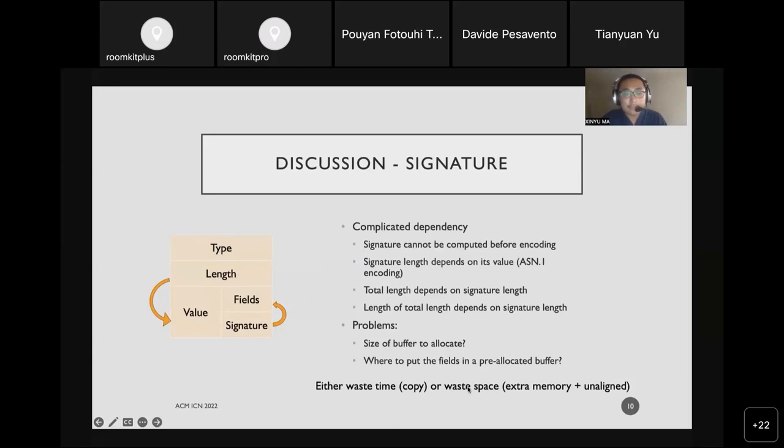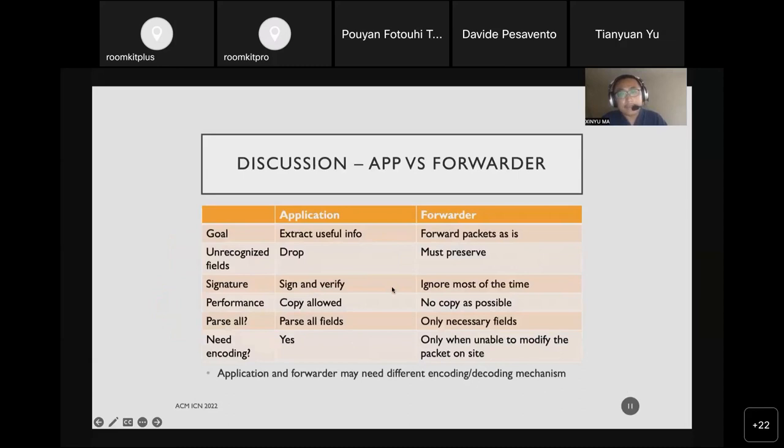The second one is we find that the application and the forwarder have different requirements in encoding and decoding. The eventual goal for the application is to extract the useful information. So for those unrecognized fields that the application does not understand, it's safe to drop them because no one else will consume that information. But the goal of the forwarder is to forward the packet as is, so it must preserve all unrecognized fields. For the signature, the application really needs to sign and verify, but the forwarder just ignores the signature most of the time. And the application needs to parse all fields because, of course, it needs to extract useful information and parse this packet into a class or struct in the programming language.